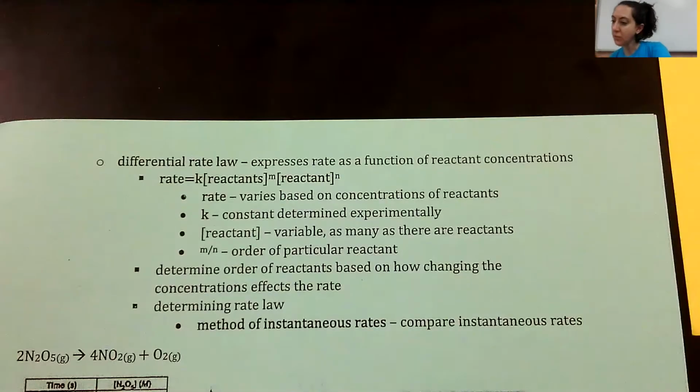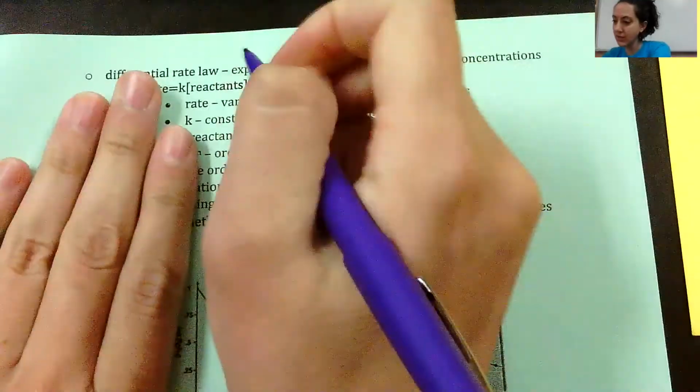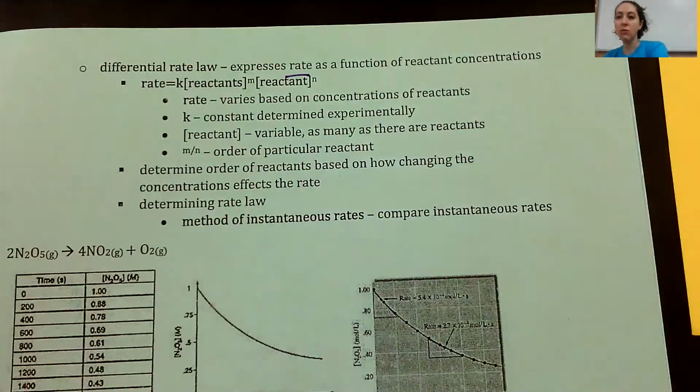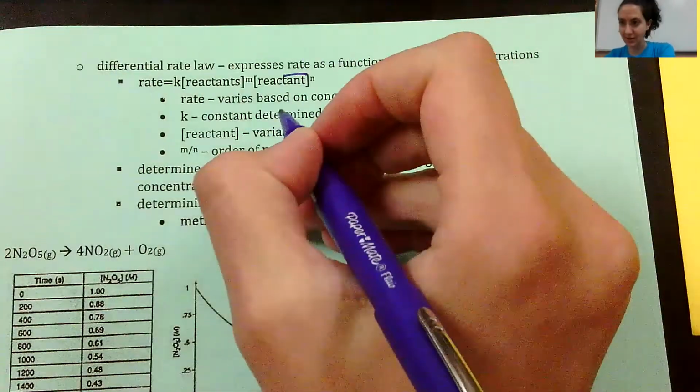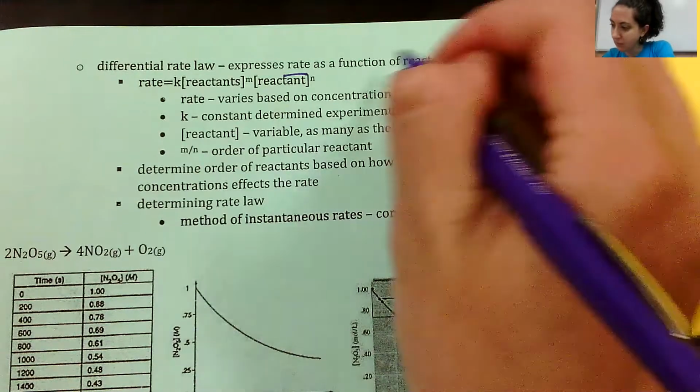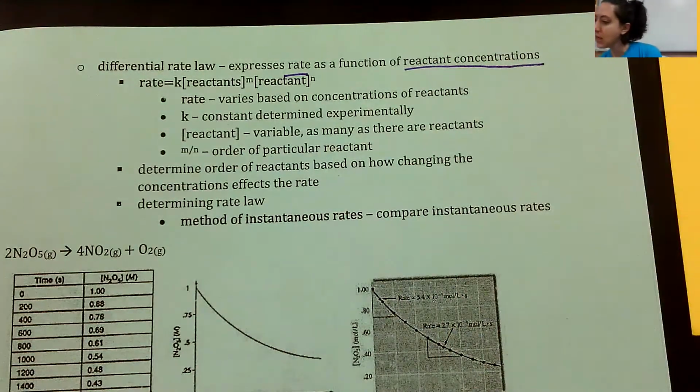So moving on, differential rate law. This one expresses rates as a function of reactant concentrations. So this time, instead of comparing reactant concentration and time, we're comparing the rate and reactant concentration. So a little bit different.